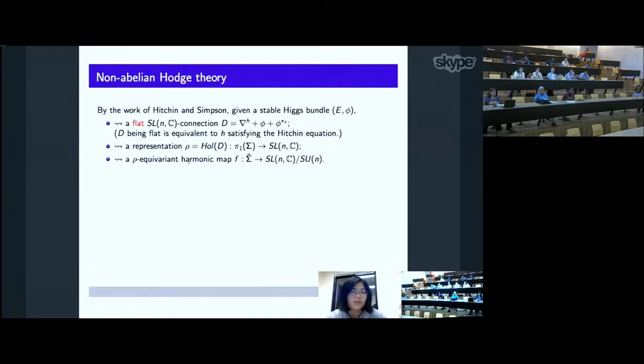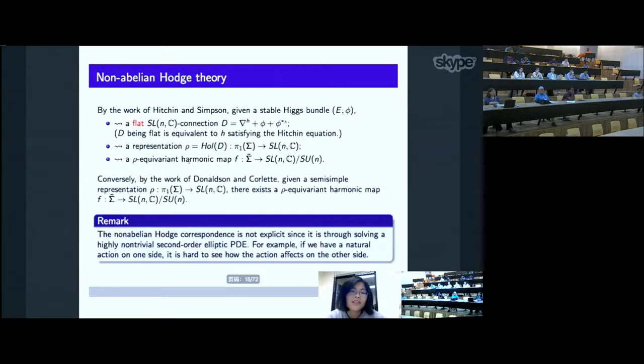And then we use the information of this Hermitian metric and this flat connection. We parallel transport the Hermitian metric to one fiber. Then we actually get this rho-equivariant harmonic map f from the universal cover of the Riemann surface into the symmetric space associated to SL(n,C), which is actually SL(n,C) quotient SU(n), which is the space of all Hermitian metrics over C^n of determinant 1.